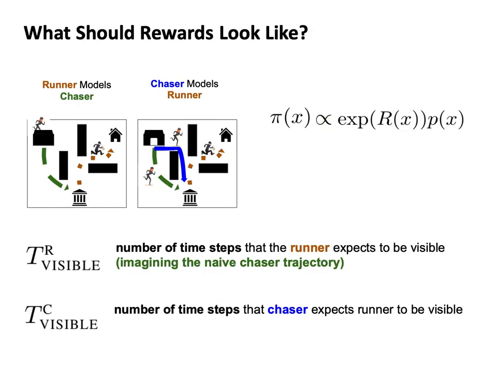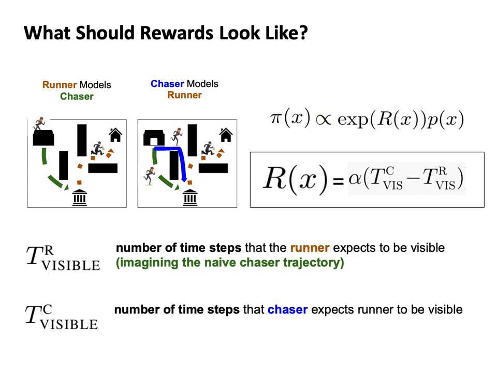The next question we asked ourselves was, what should rewards look like if we want the probability distribution to be described as such? Well, since we are basing our probabilities on visibility in a time-dependent game, we design our reward model to care about the number of times our runner expects to be visible, while imagining his outsmarting situation as the middle model, as well as the number of times the chaser, the outer model, expects the runner to be visible.